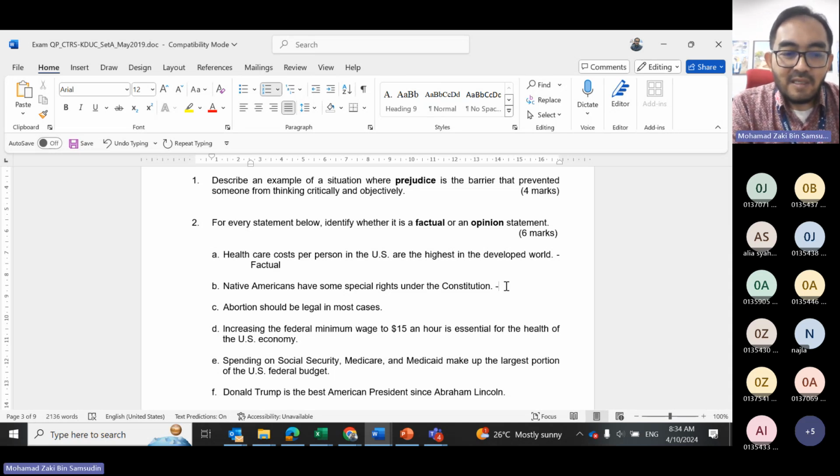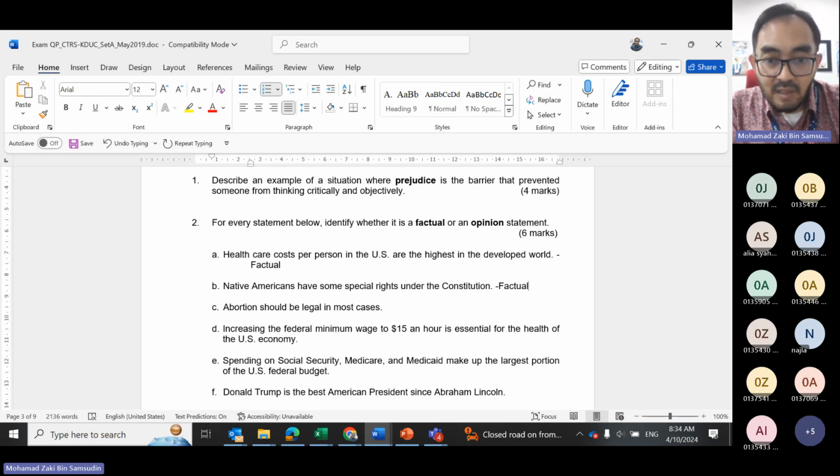This one, I think to me this is factual also. Walaupun dia bukan berdasarkan kepada data as in numbers, but Native Americans merujuk kepada kaum asal di Amerika. Kadang-kadang kita gunakan istilah Red Indians or American Indians, tapi it's not a very nice word. Normally now we use the word Native Americans. So Native Americans have special rights under the Constitution.